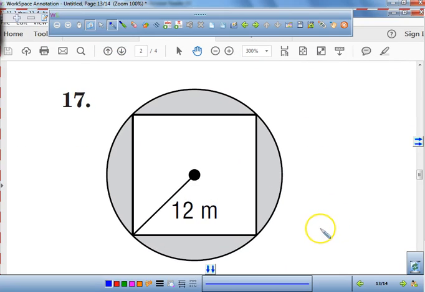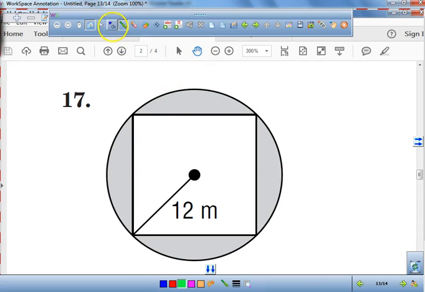Do your best to draw that picture in your journal. It doesn't have to be perfect. Just try to draw a square, and then draw a circle around it. The shaded region is this area. I'm not going to shade everything, but that would be considered the shaded region. And we have 1, 2, 3, 4 of them.